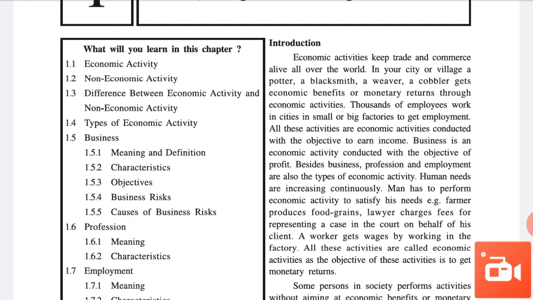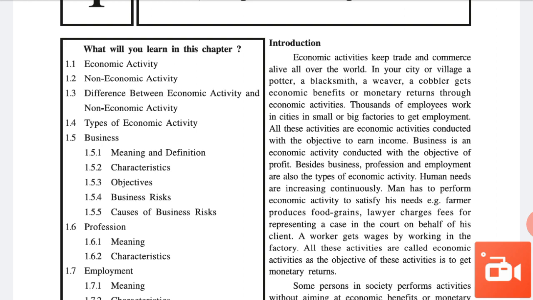All these activities are economic activities conducted with the objective to earn income. What is the objective of economic activities? To earn income. Please underline: Business is an economic activity conducted with the objective of profit. The main objective of business activity is profit. Besides business, profession and employment are also types of economic activity.